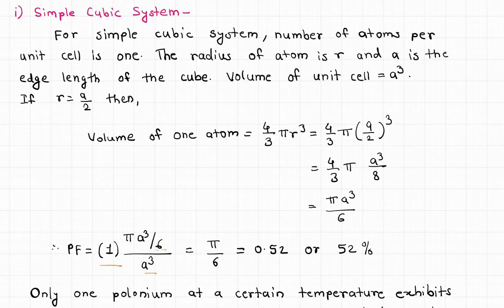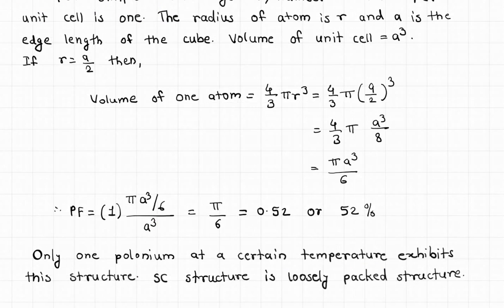So it is 1 into pi a cube by 6 whole divided by a cube. So here a cube will get cancelled. So at numerator it is pi and at denominator it is 6. So it is equal to pi by 6, which is equal to 0.52 or 52%. Therefore, packing fraction for simple cubic system is 52%.